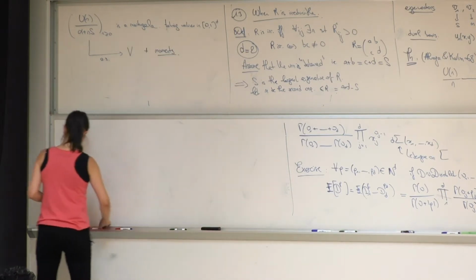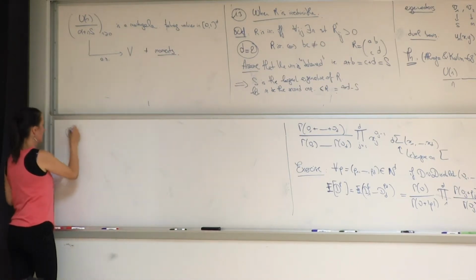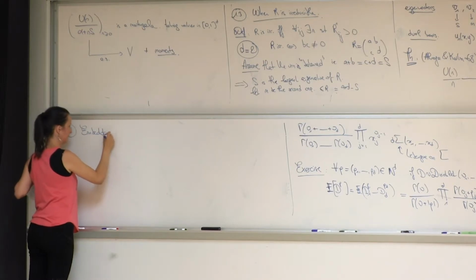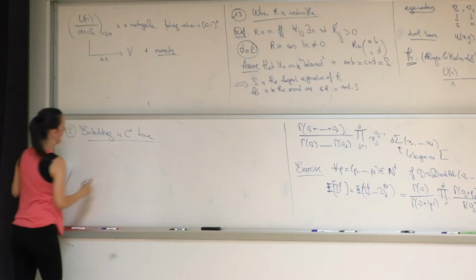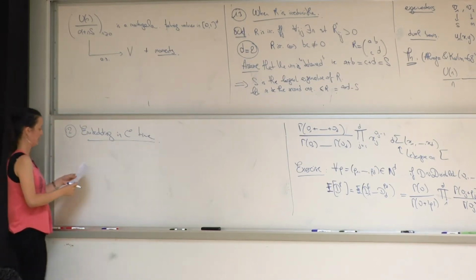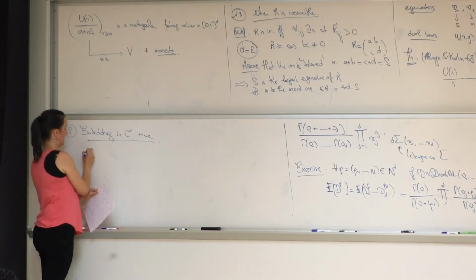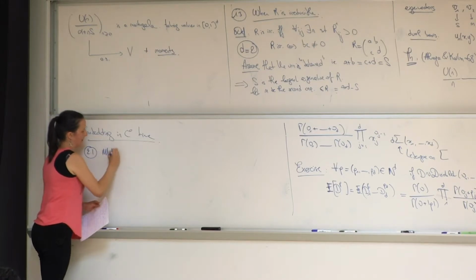So this is section 2, embedding, and I'm going to show you that this object is more or less the same as a multi-type Galton-Watson process. So you already know that, so you can have a little nap.